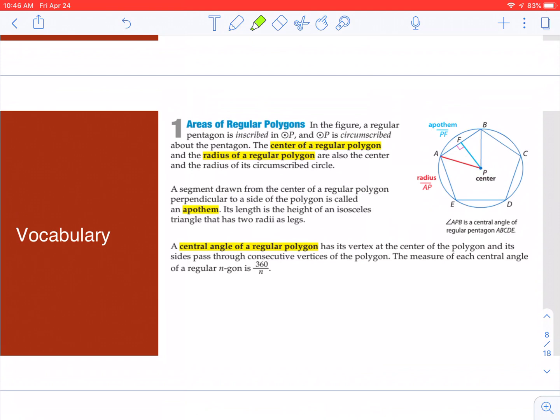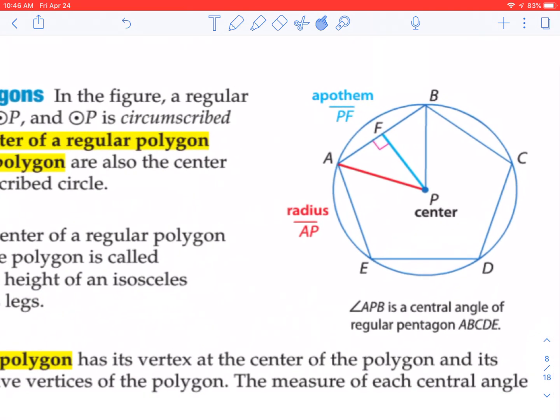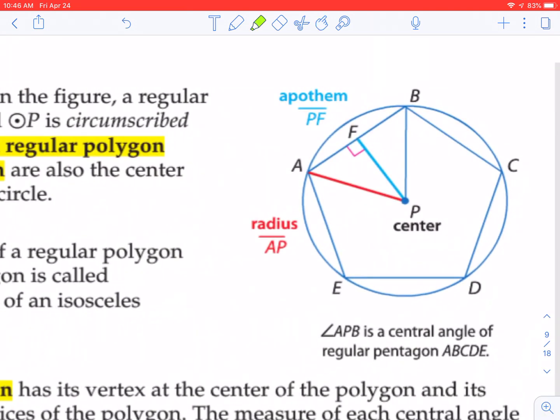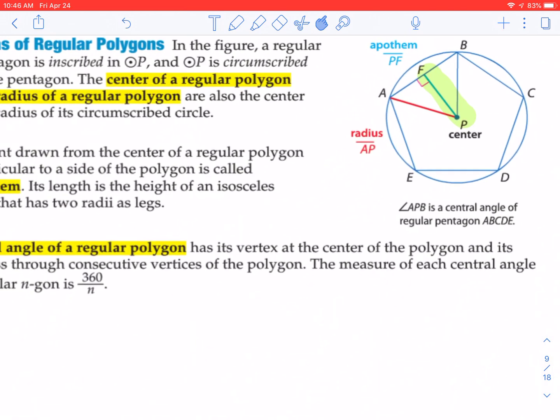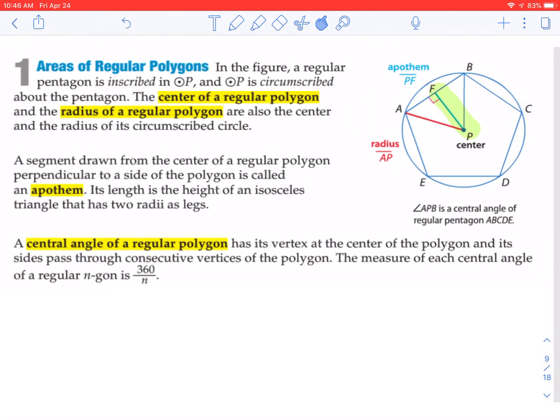a new vocabulary term called apothem, and the apothem, I'm going to zoom in here, is this line right here. So it's not a radius. You'll notice it doesn't go all the way to the edge of the circle. Okay, but the apothem is perpendicular to the side of the shape, and it also bisects the side of the shape as well.